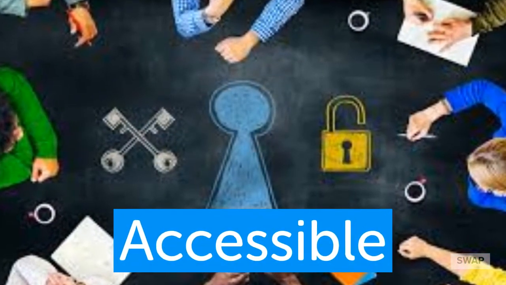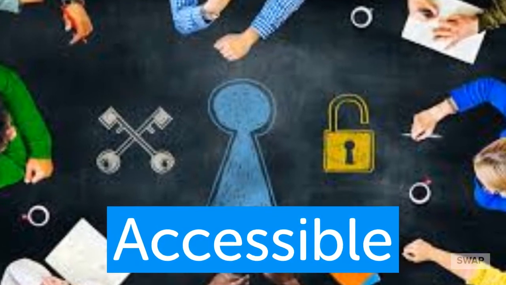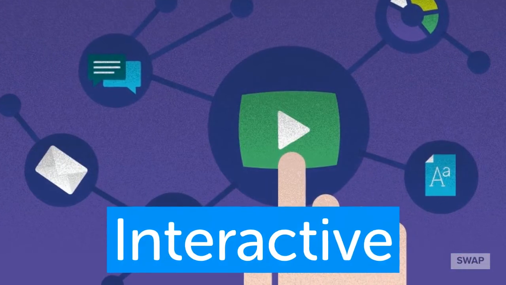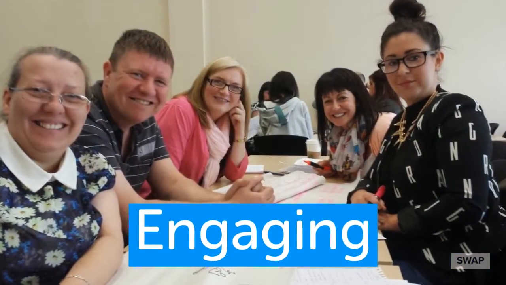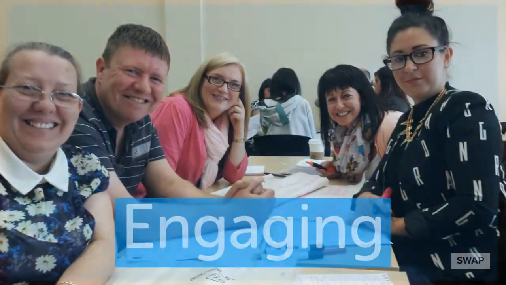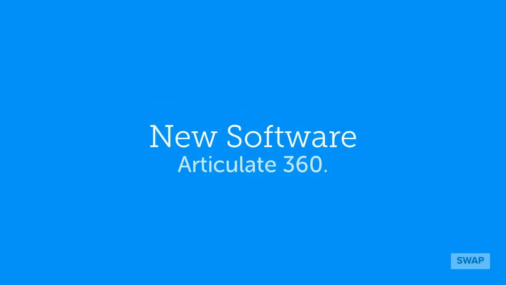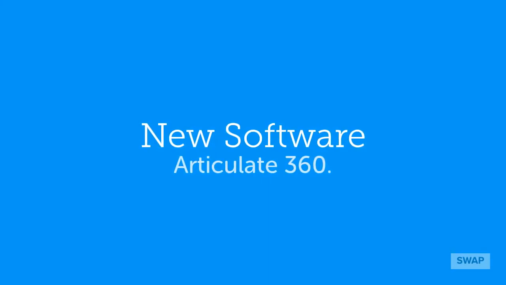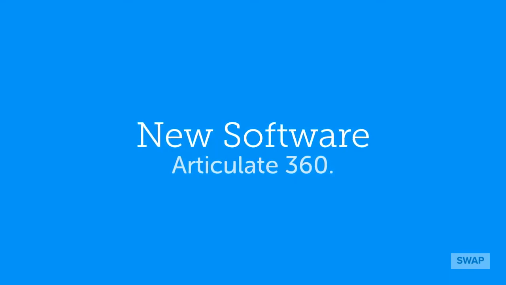It's really important for us to make sure that all our content is fully accessible, interactive, and engaging. To help us deliver the new look Prep for HE, we've been working with some new software. We've been using Articulate 360. You may be familiar with this already. In fact, some of our universities are using this to create their online content.